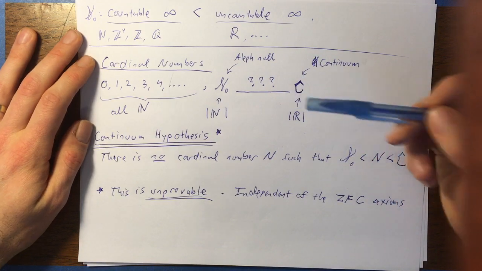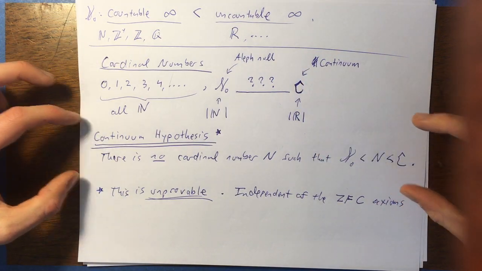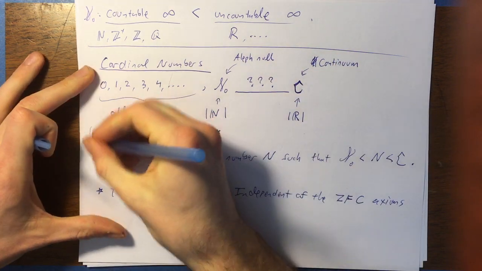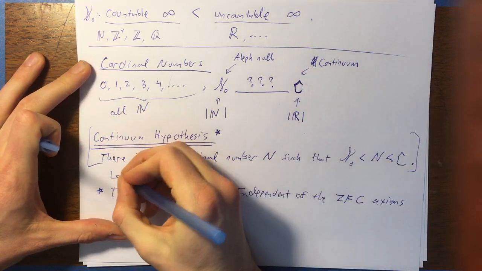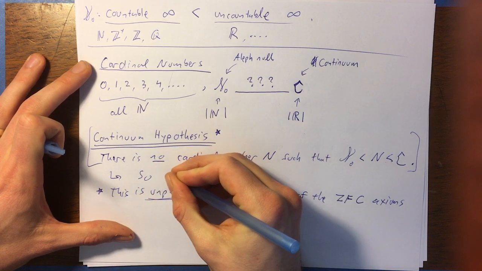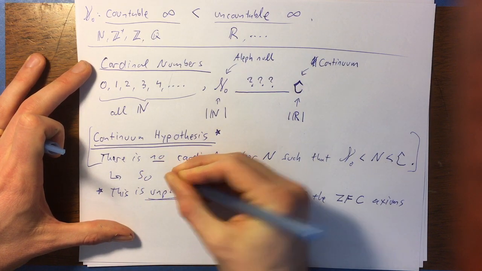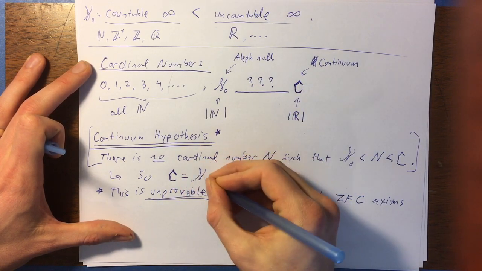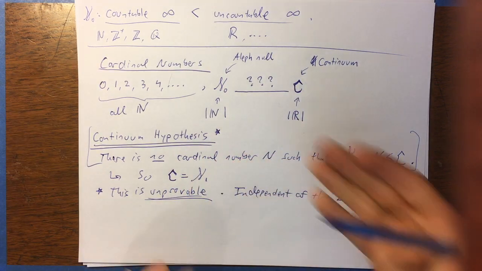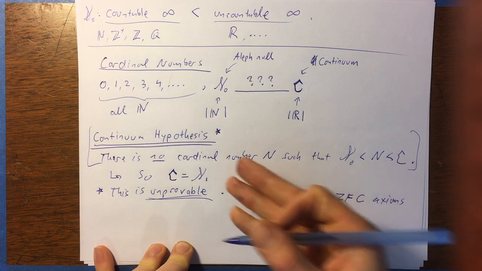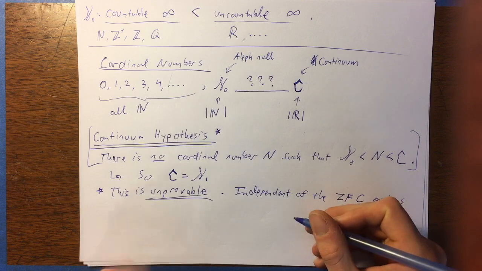So in fact, most mathematicians believe the continuum hypothesis. They believe that there is nothing in between here. And if that's the case, if this is true, then you would say that the cardinality of the real numbers, that special letter C that represents that cardinality, would equal Aleph 1, which would be the next cardinal number directly after Aleph null. Okay? But whether or not that's true, you can't really prove it.